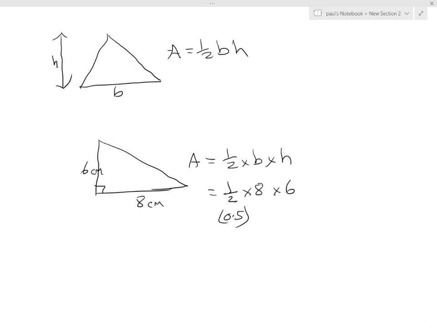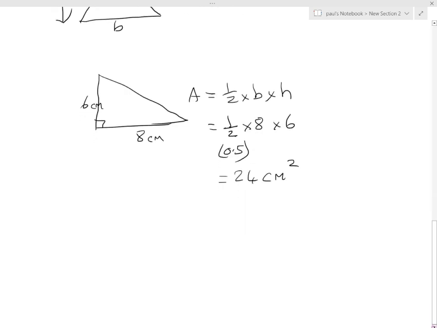Now, because they're all multiplying, no one has precedence. You don't need BIDMAS to do this, so you can go 6 times 8 times a half, or half times 8 times 6, or 6 times a half times 8, any which way you choose, it doesn't make any difference. So a half times 8 is 4, 4 times 6 equals 24 centimeters squared. So you must know the vertical height.